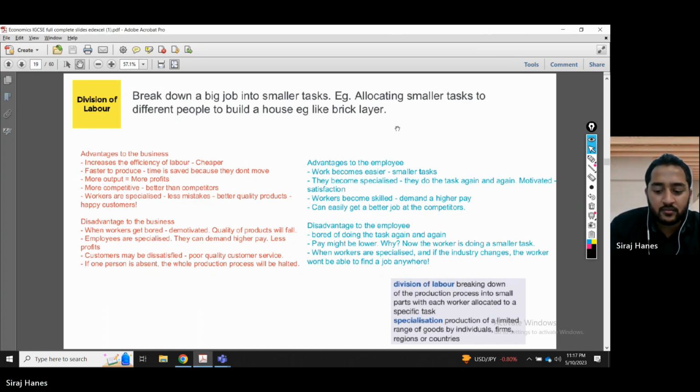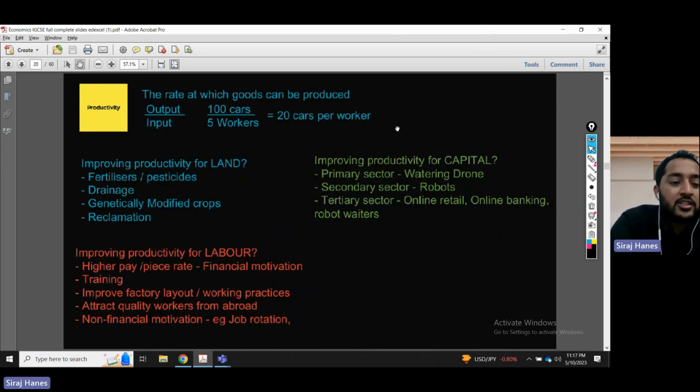Now, productivity. Productivity is basically trying to see how much output per unit of input. In other words, there are 100 cars being made. There are only 5 workers. That means how much is each worker making? You take the 100 cars, divide by 5 workers, you get 20 cars per worker. I'm like, okay, the productivity is 20 cars per worker.